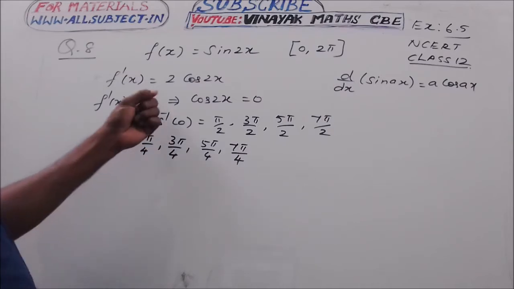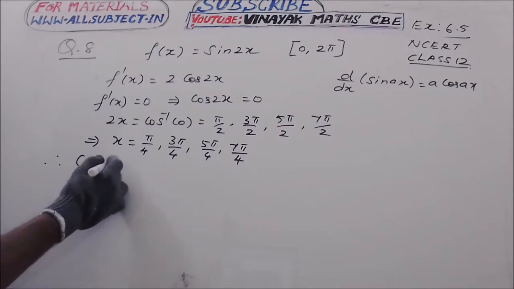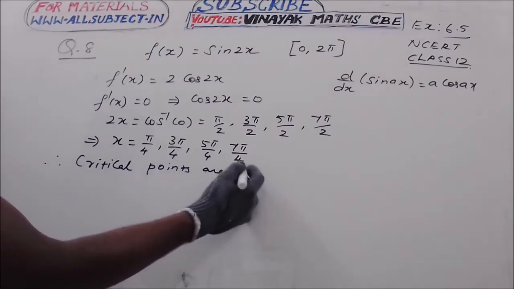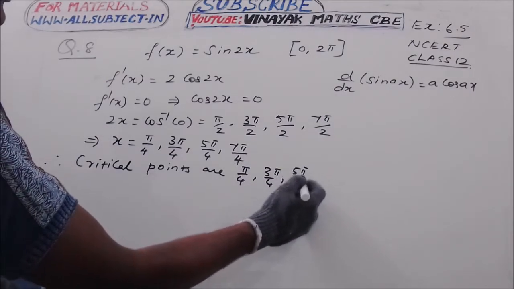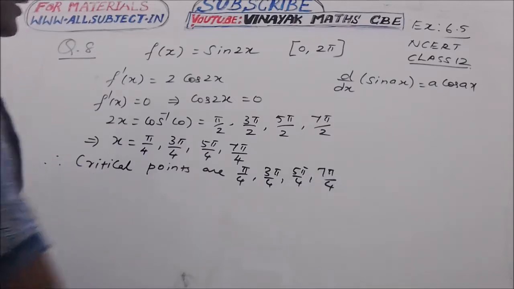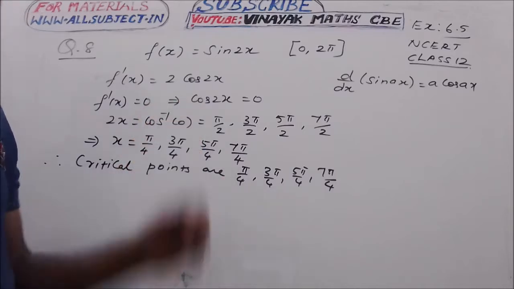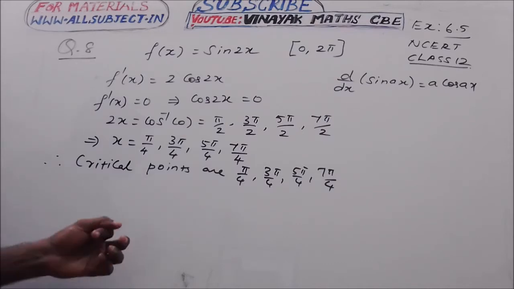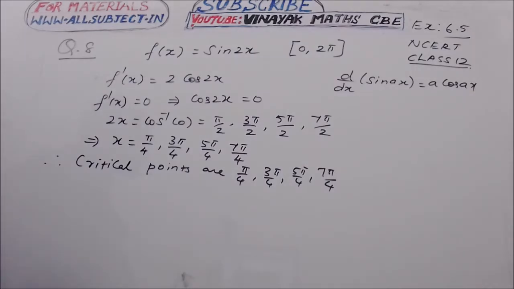The points which make f dash zero are known as critical points. Therefore the critical points are pi by 4, 3 pi by 4, 5 pi by 4, 7 pi by 4. These are the points obtained by substituting f dash of x equal to 0. Now we need to find the values at the endpoints. The endpoints are 0 and 2 pi, and there are two values from the endpoints also.